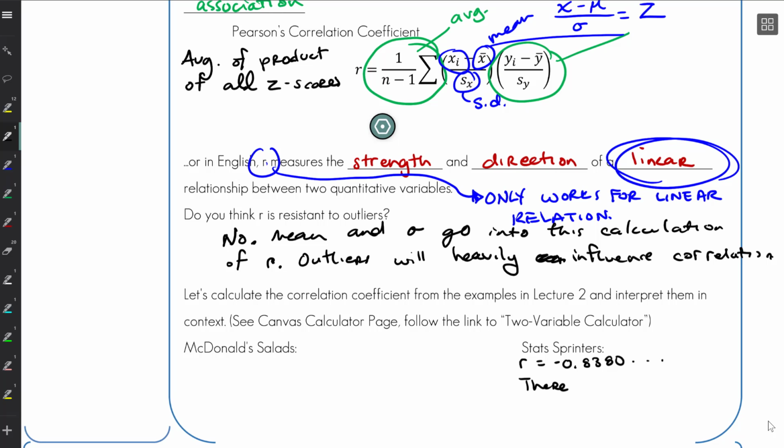So there is a strong negative linear relationship between sprinters or sprint time and long jump distance.